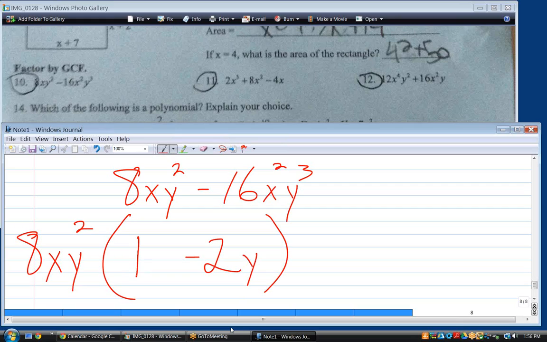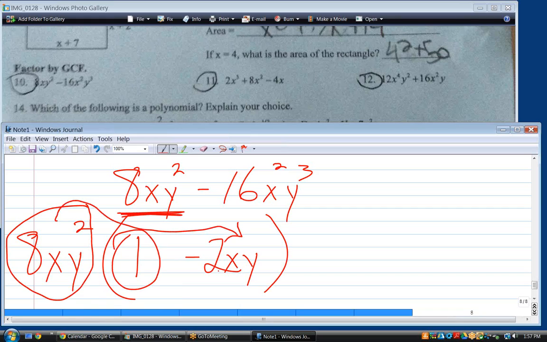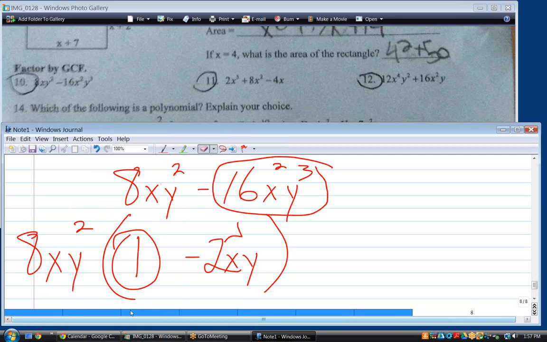Now, the thing about finding a greatest common factor, the step you want to take every single time is to multiply these two things back together and make sure you get what you started with. In other words, if I multiply this times 1, I get this. And if I multiply this times this, I get that. If you've done it correctly, you will always get the same thing. If you've made a mistake, you won't.